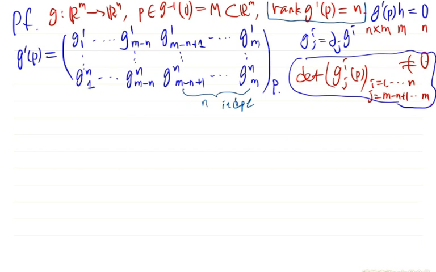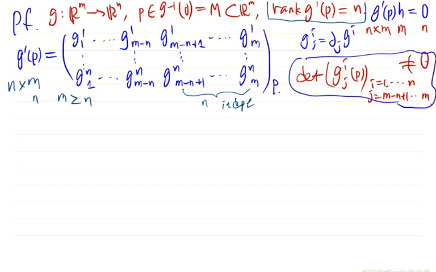Okay. So now we split our space Rm. Because this matrix is an n by m matrix and the rank is n, this implies that m is not less than n. Okay, m is not less than n. m can equal n. Then this means that if m equals n, then G prime P is a square matrix. So the rank being n implies that this is an invertible matrix.